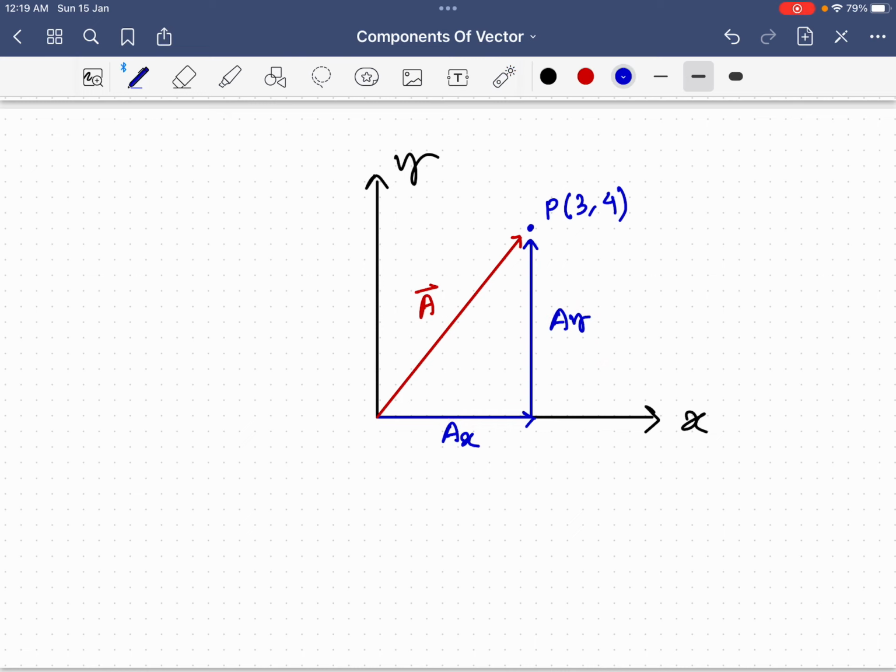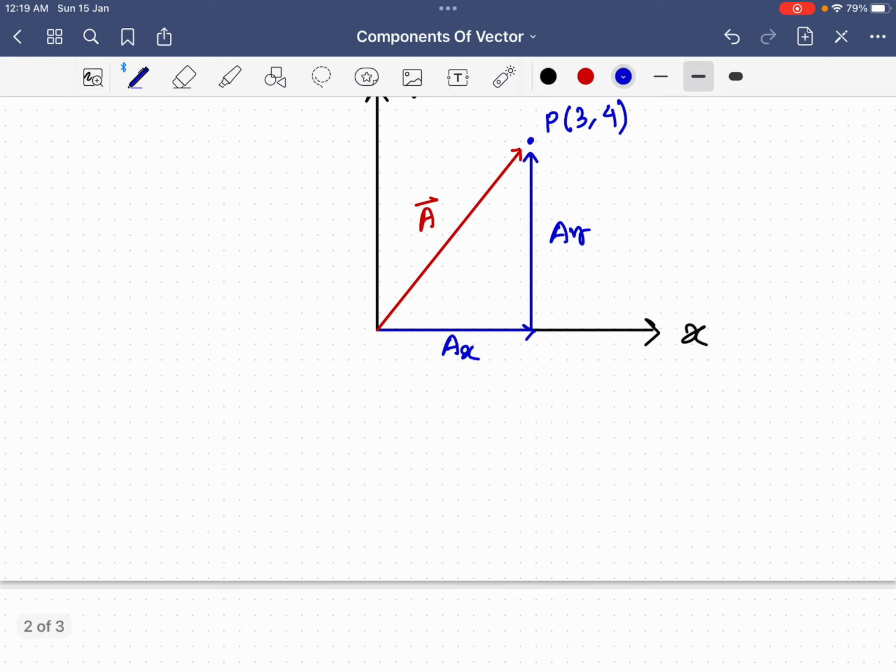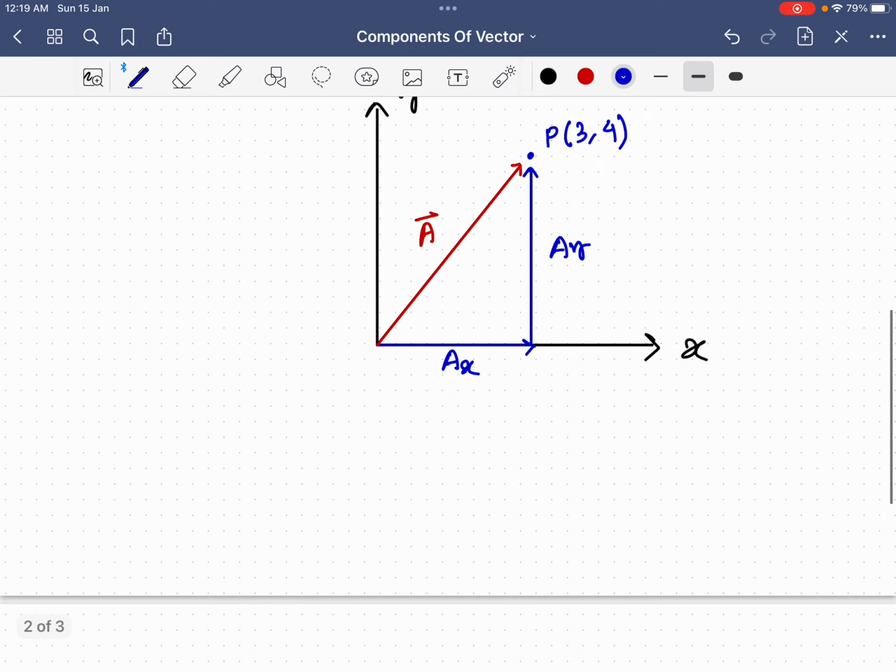How do we write them? Let's see. Okay, from our example we can say this is 3 and this is 4. So पाइथागोरस ने बोला है ये है 5. हमने नहीं बोला, पाइथागोरस ने बोला.